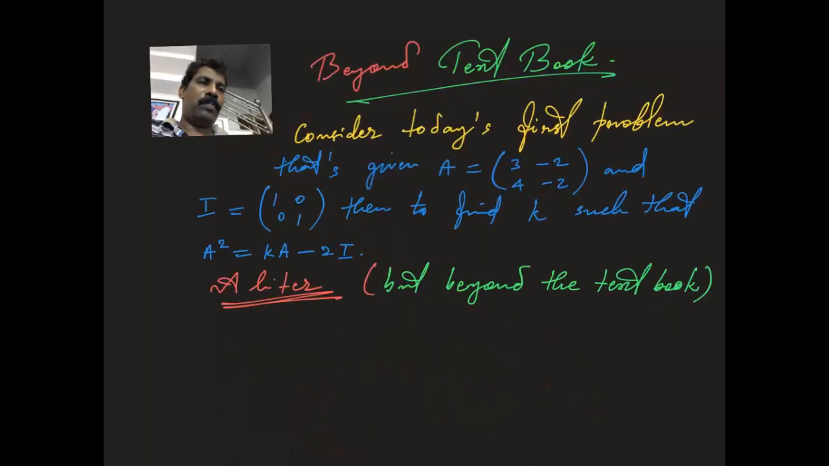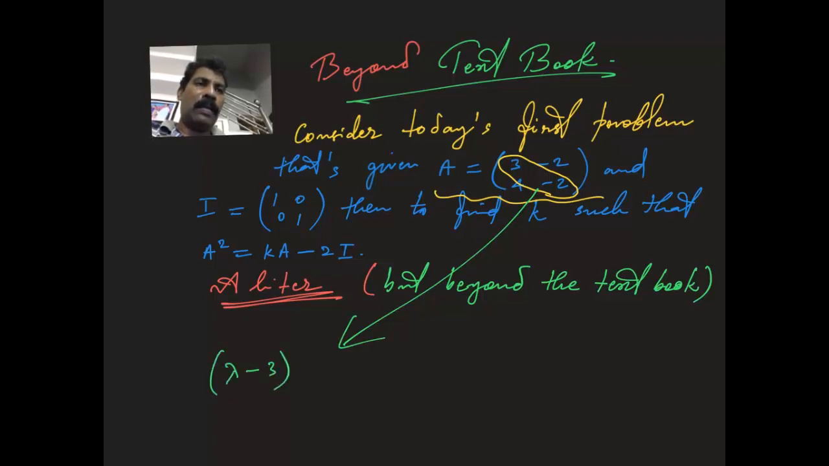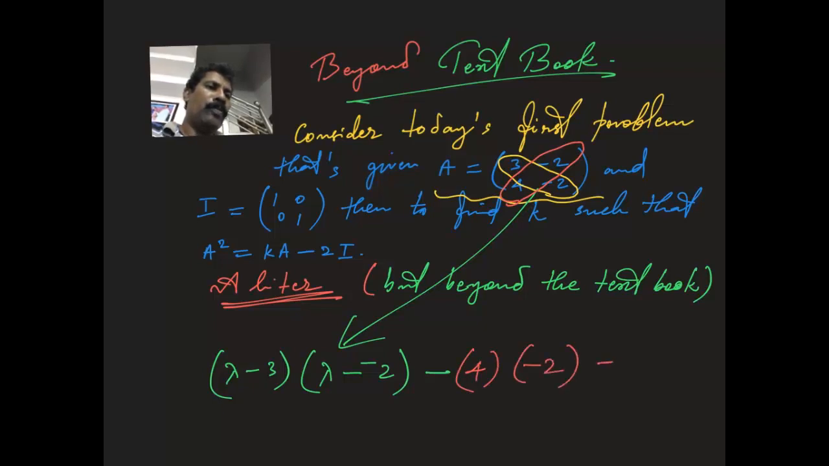That's all. Here look at capital A is equal to the matrix 3, 4, 2, negative 2. The main diagonal elements are 3 and negative 2. So from that you have to make one equation, that is lambda minus 3 into lambda plus 2, then minus the off diagonal elements, that is 4 and 2, that is 4 into 2, equal to 0.